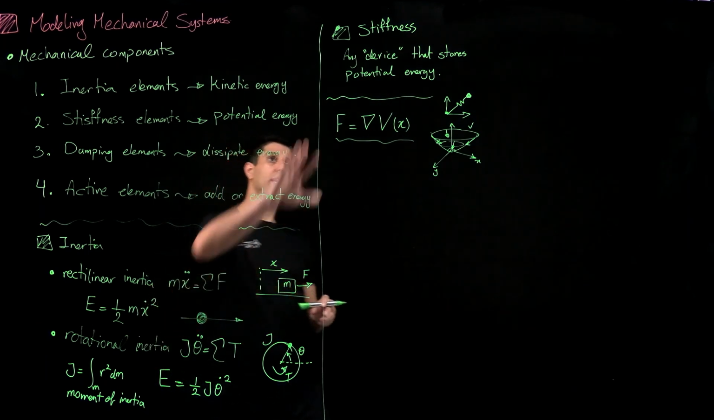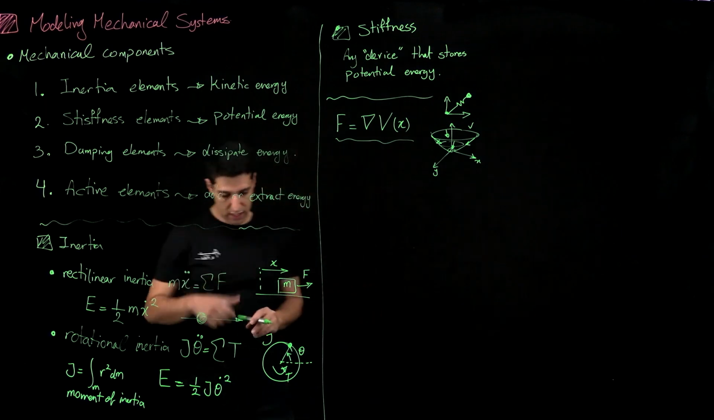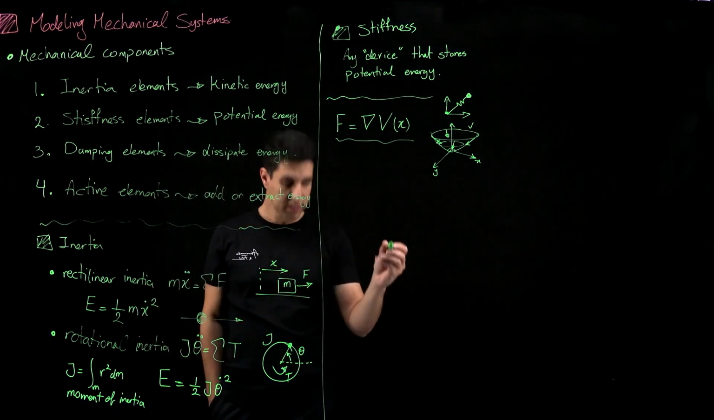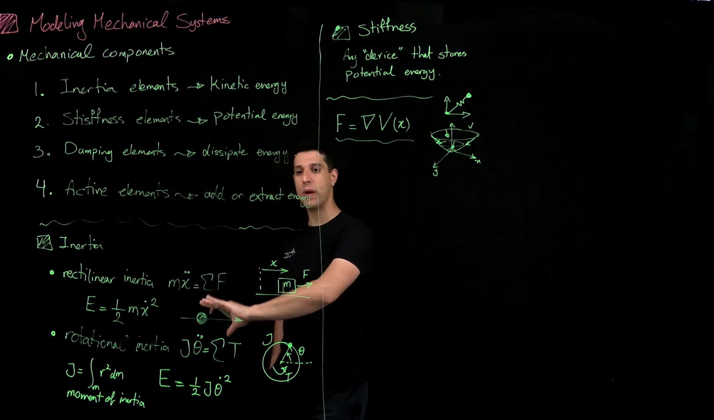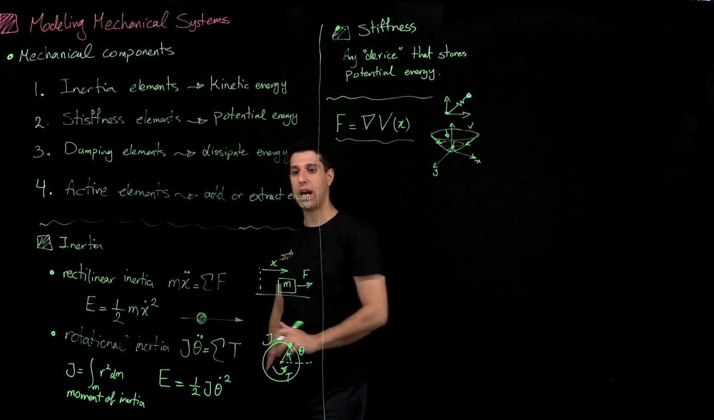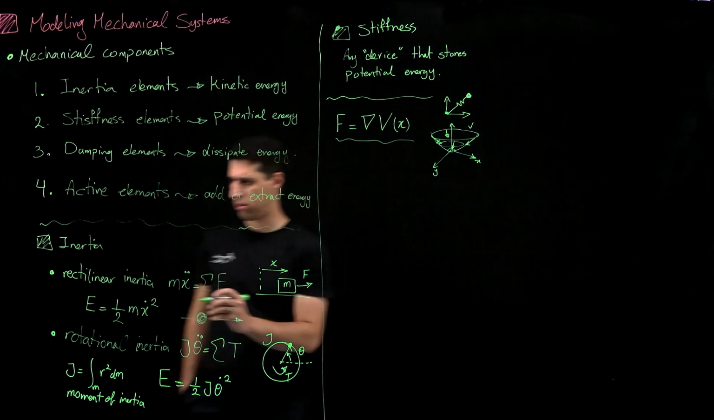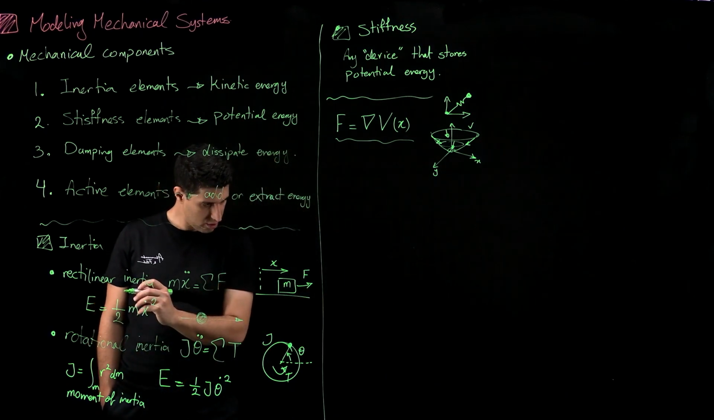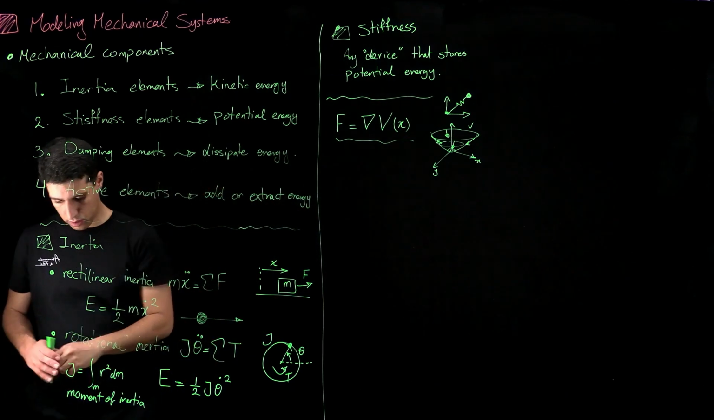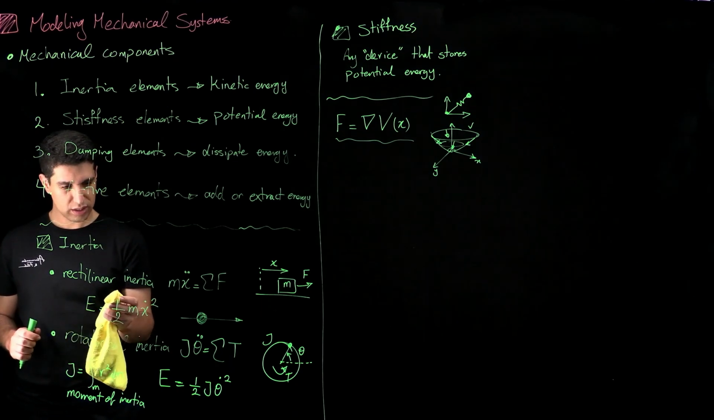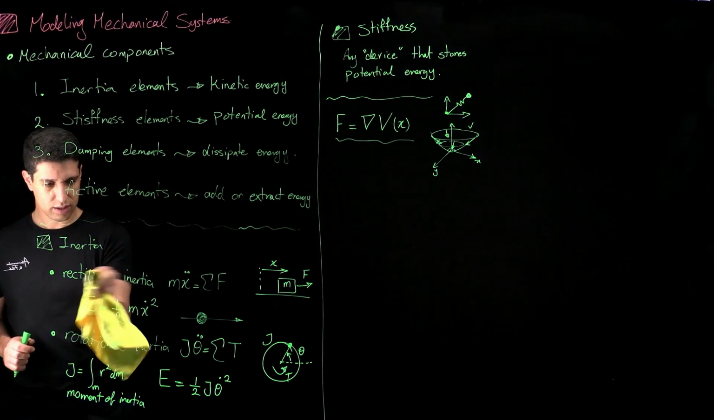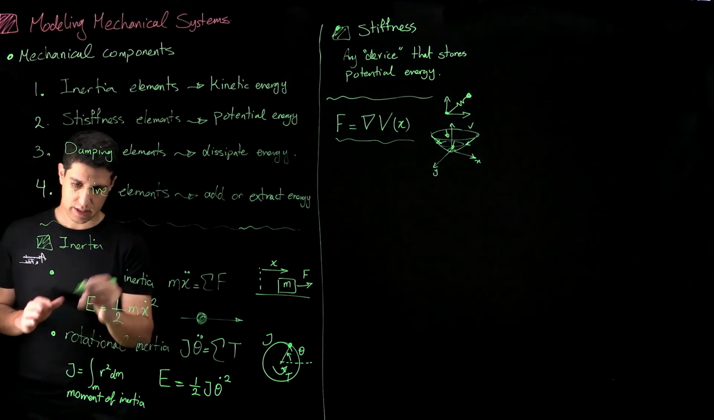The common examples of these stiffness elements that we have seen. So again, going back to these two separate domains, translational and rotational domain. Translational, yeah, that's a better word. Rectilinear, translation. Let's call it translation.